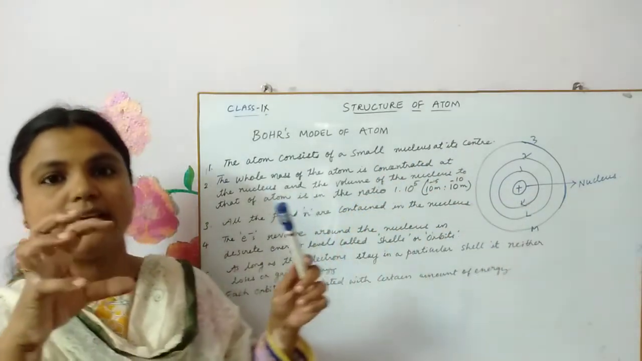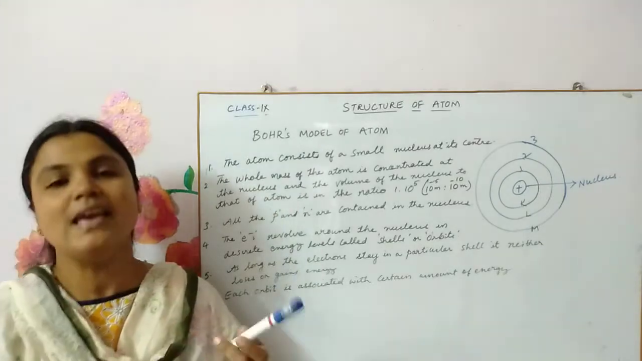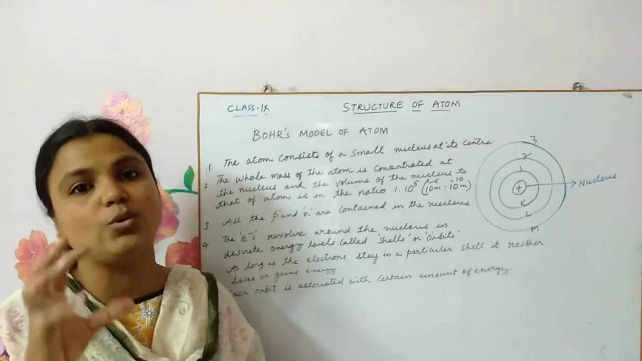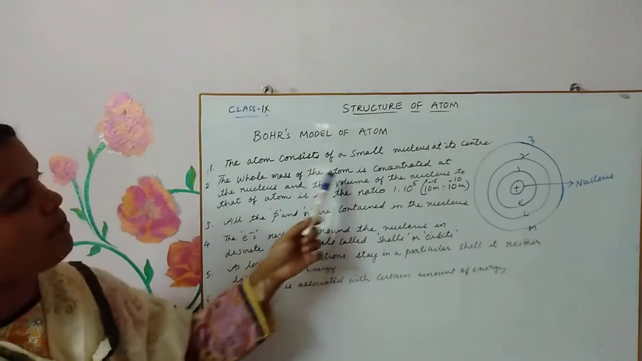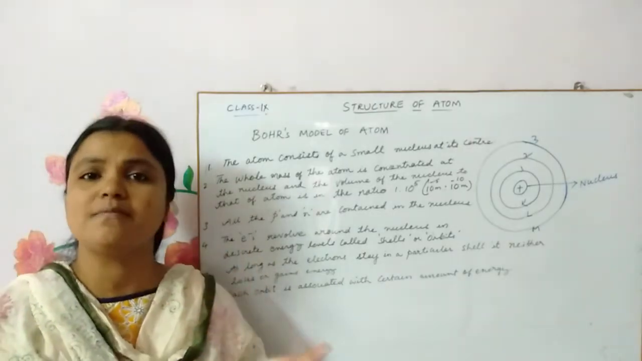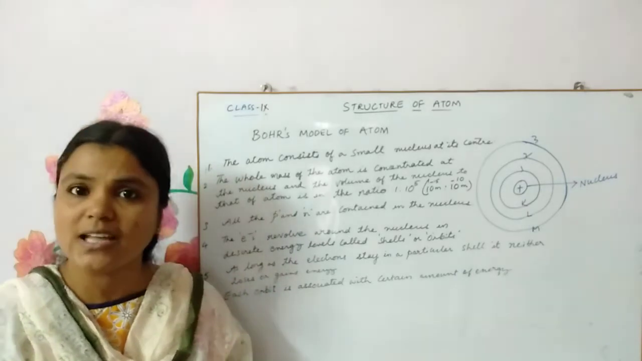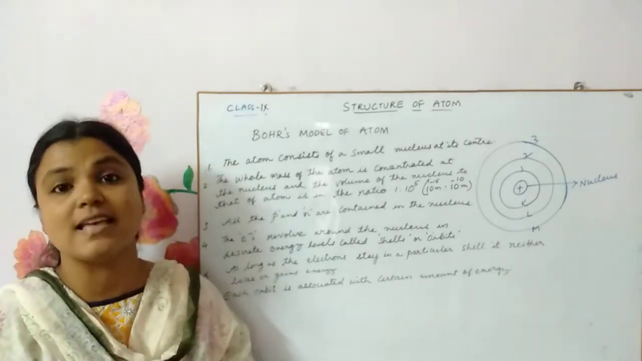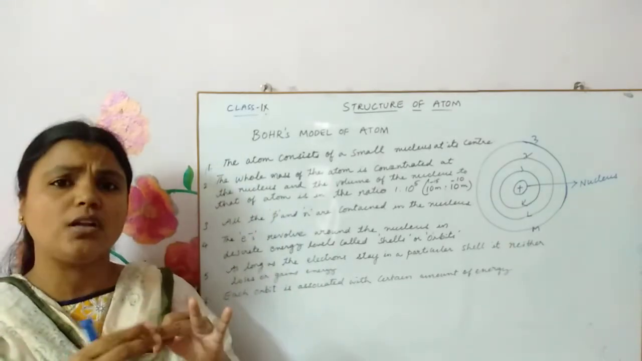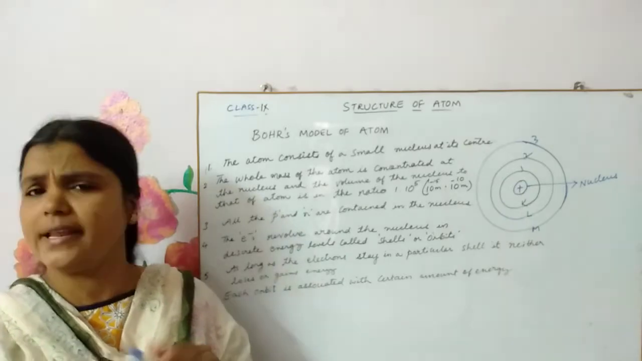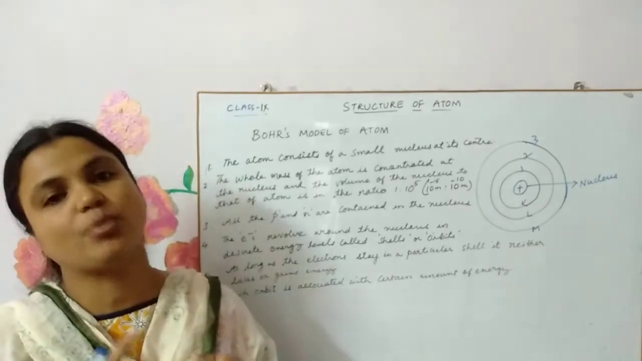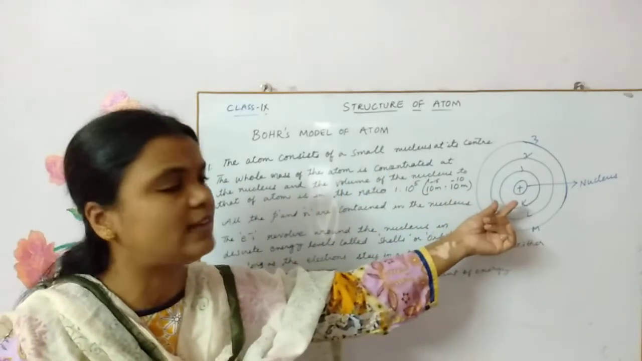We know that in the nucleus we have protons and neutrons, and because of the presence of the protons, the nucleus gets a positive charge. The whole mass of the atom is concentrated at the nucleus. Why is it so? We have learnt in our previous classes that atomic mass is mainly due to the presence of protons and neutrons. The mass of the electron is very negligible, so we can't take it into consideration. Protons and neutrons are present in the nucleus itself.